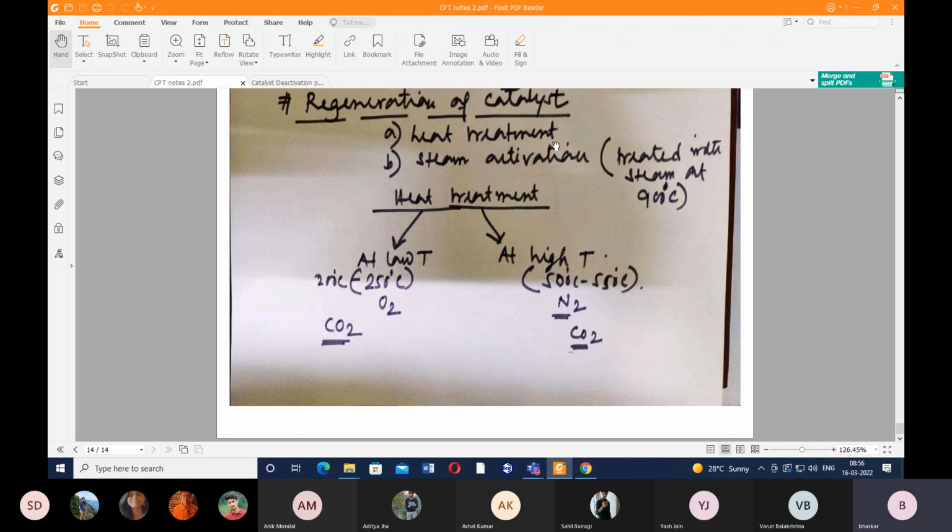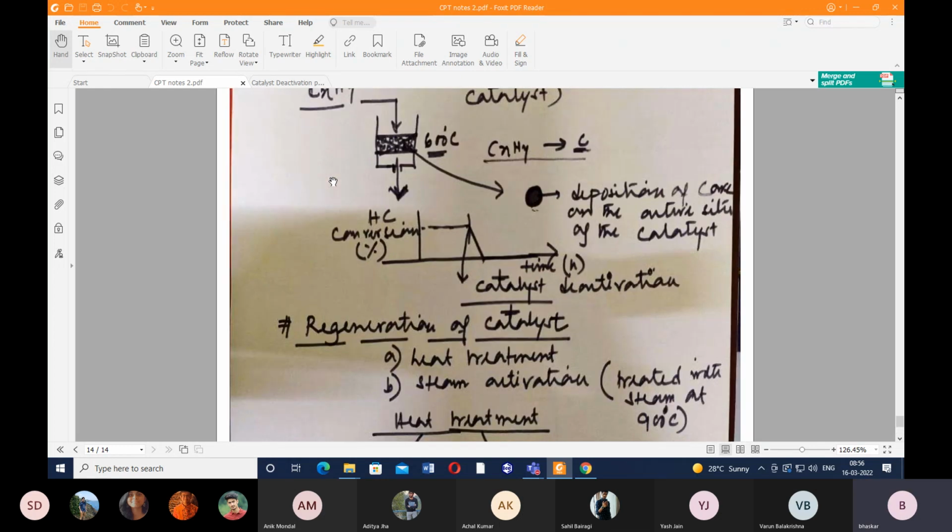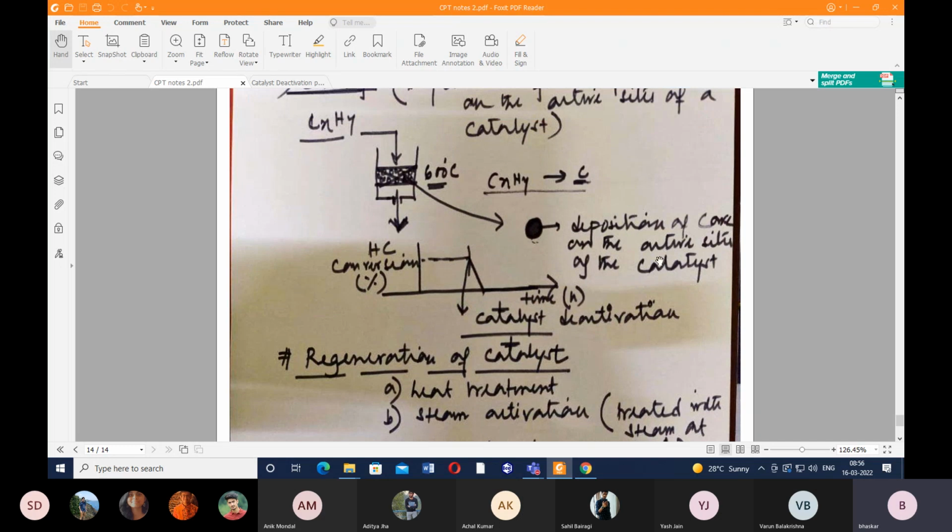So they will use heat treatment to get rid of the carbon particles in the form of carbon dioxide. This is what the regeneration process is all about. Following regeneration, we reinsert the catalyst pellets inside the beds, and further we carry out the reaction.